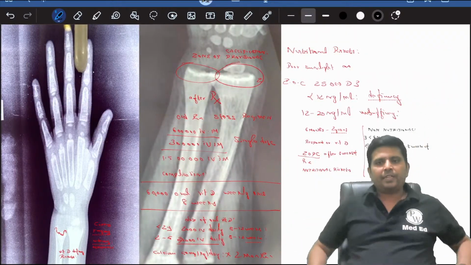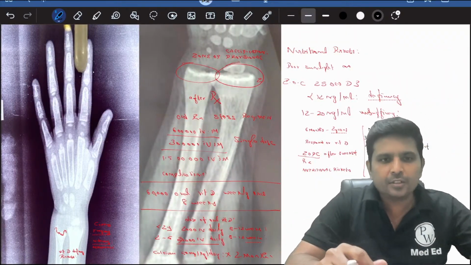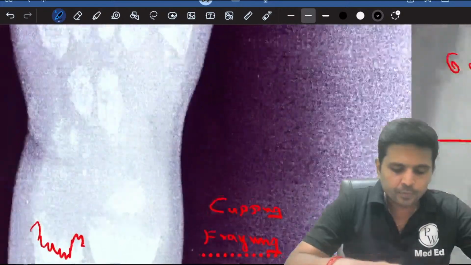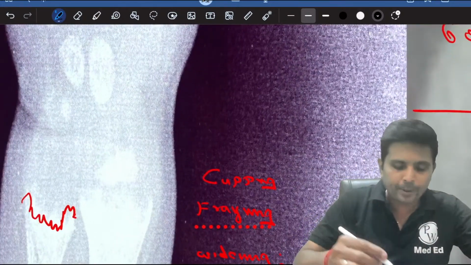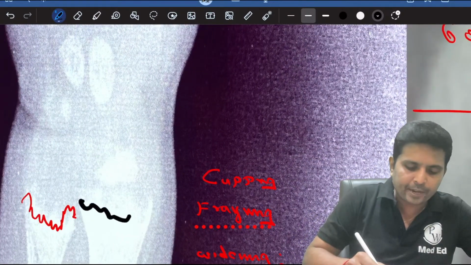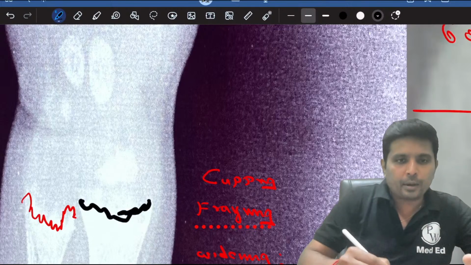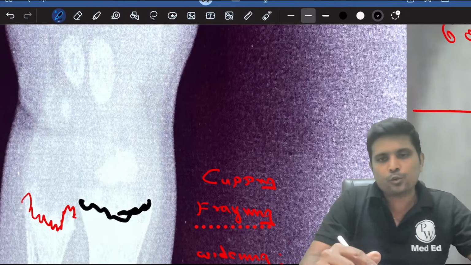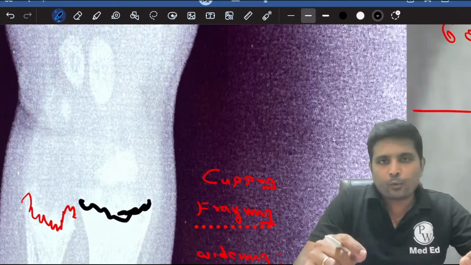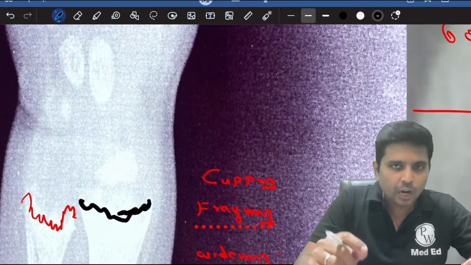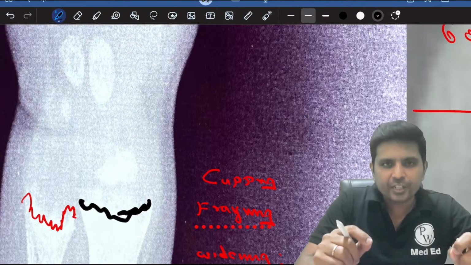Then, right, what is this? Look at this. What is this? There is cupping. Look at this. There is cupping. So this is called cupping, fraying as well as widening. Cupping, fraying and widening are manifestations of vitamin D deficiency.